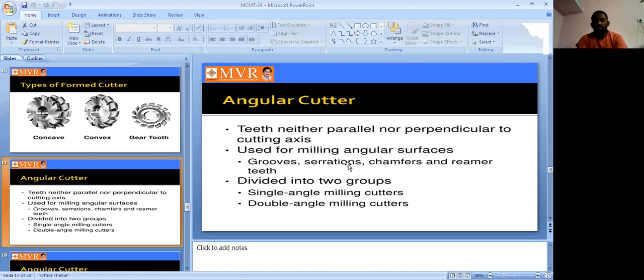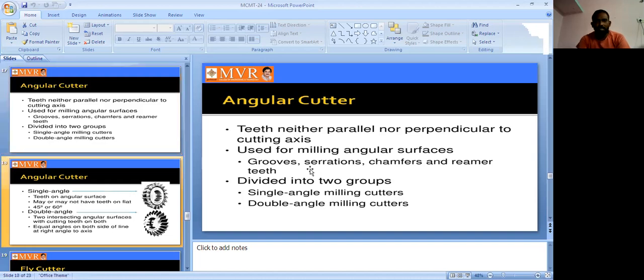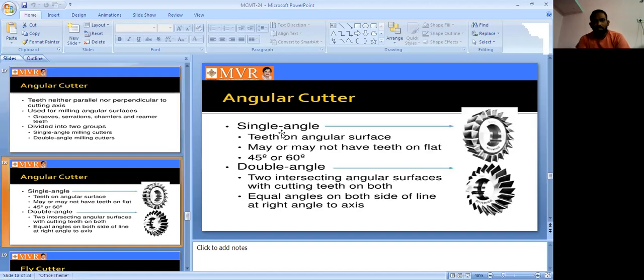The angular cutters are basically divided into two groups. First one is single angle milling cutters. Second one is double angle milling cutters. So these angle cutters are generally classified again into two types: single angle milling cutters and double angle milling cutters. First one, see here, single angle milling cutters.